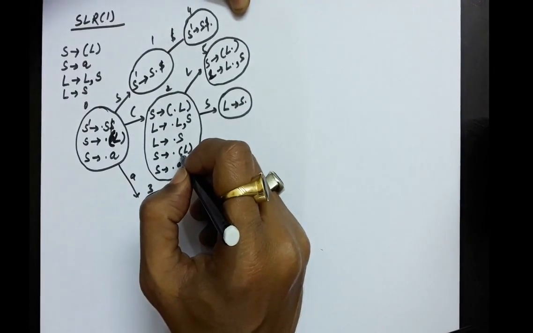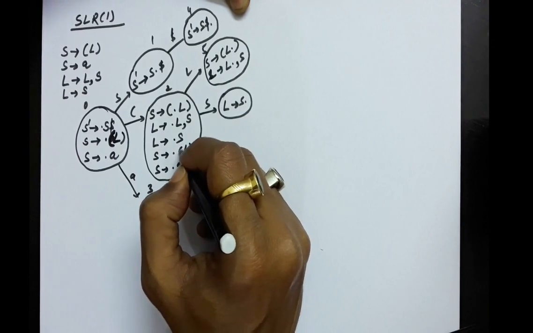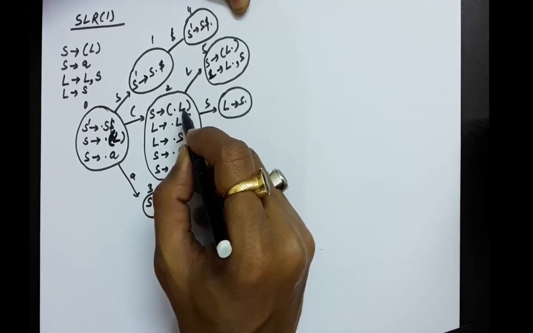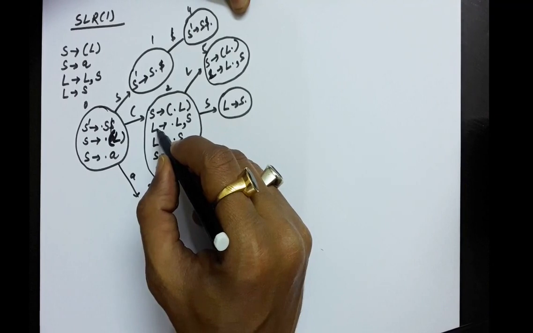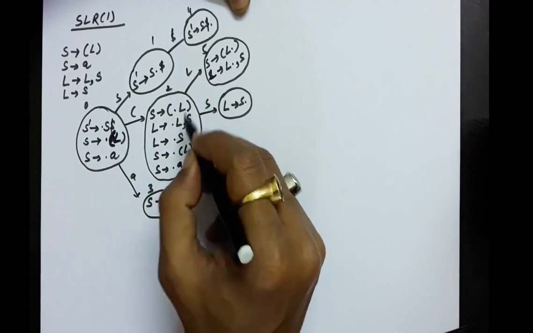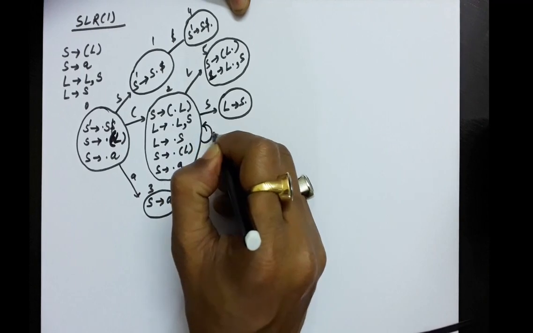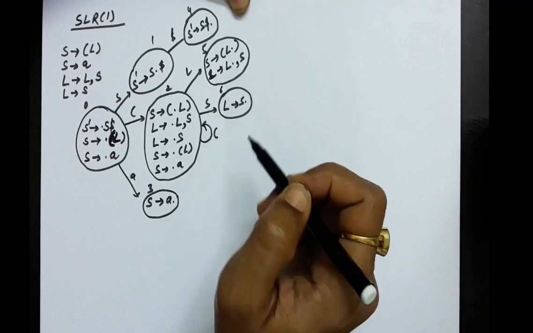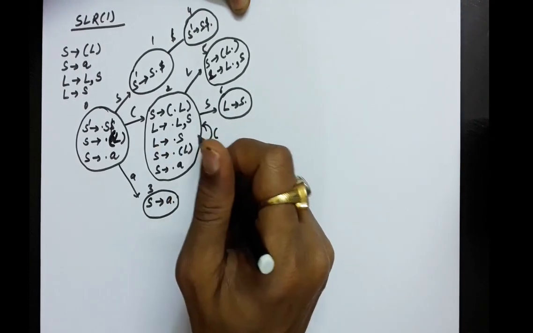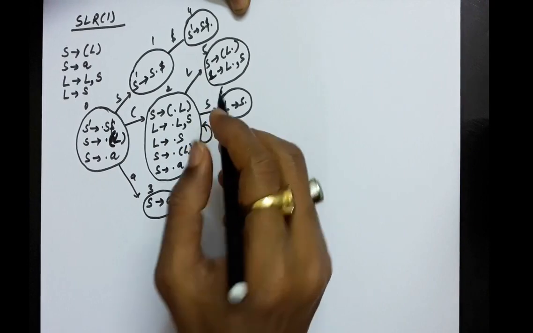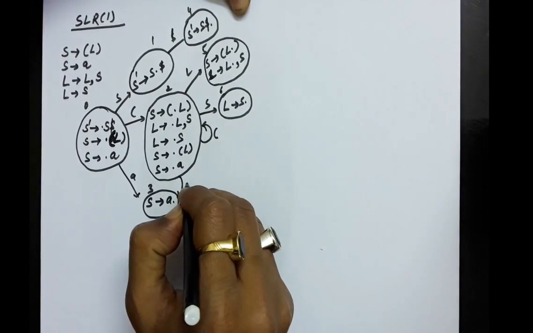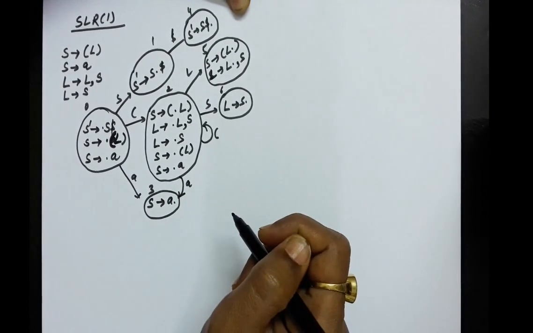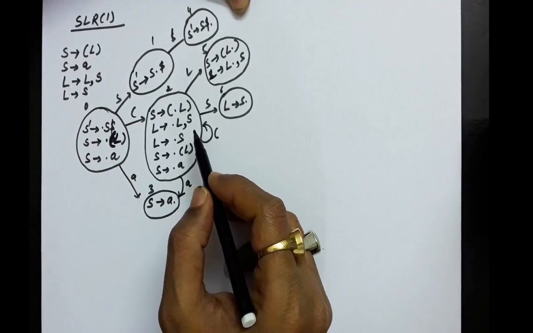Now after this if you take an opening parenthesis, the dot will be shifting after the opening parenthesis. After the dot there is capital L, so all the productions starting with L with a dot in the beginning, so all these items will be appearing. If we are taking the opening parenthesis, we are going to remain in the same state. Fine. And now after the opening parenthesis, if we take a small a, we'll be going to this state. S produces a dot. So we have seen all the items from there.